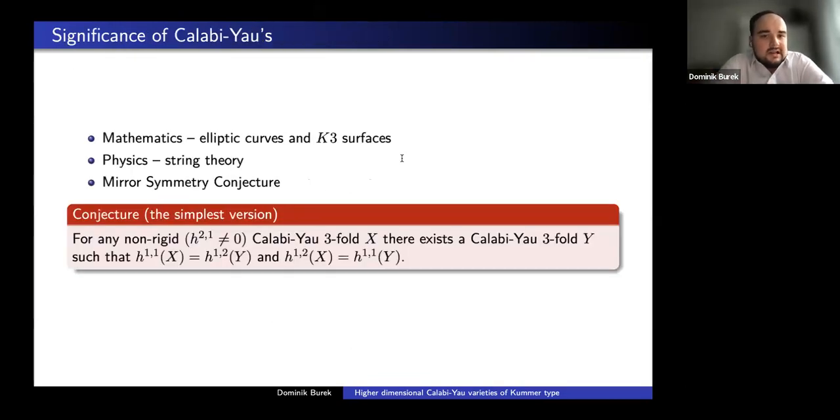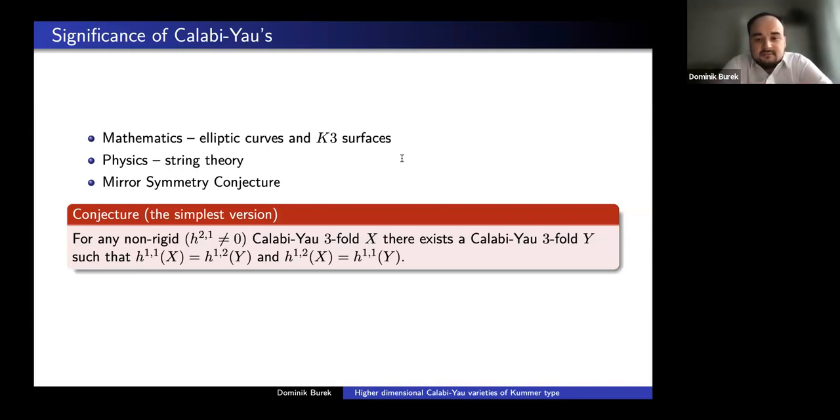Why study Calabi-Yaus? Well, first of all, because of mathematics. These are generalizations of elliptic curves, which are one-dimensional Calabi-Yau manifolds, and elliptic curves were very successful in many parts of mathematics.